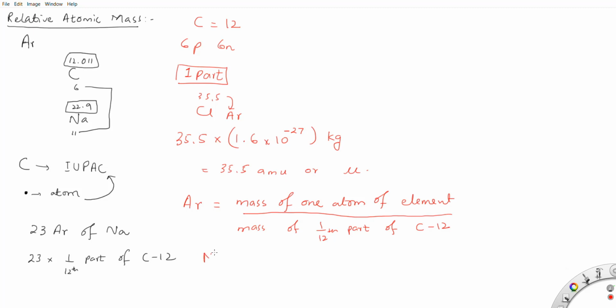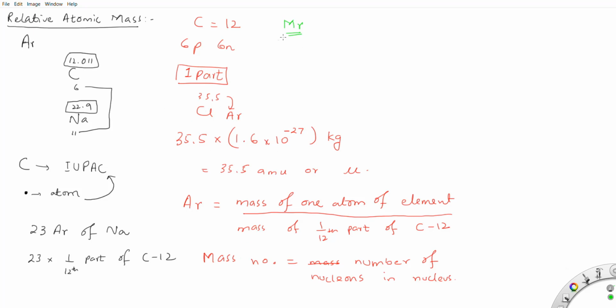Mass number corresponds to the number of nucleons in the nucleus of an atom. So mass number can't ever be a decimal number. It would always be a whole number. But Ar, and the same goes for Mr, that is relative molecular mass, can in certain cases be decimals, but mass number can never be a decimal.